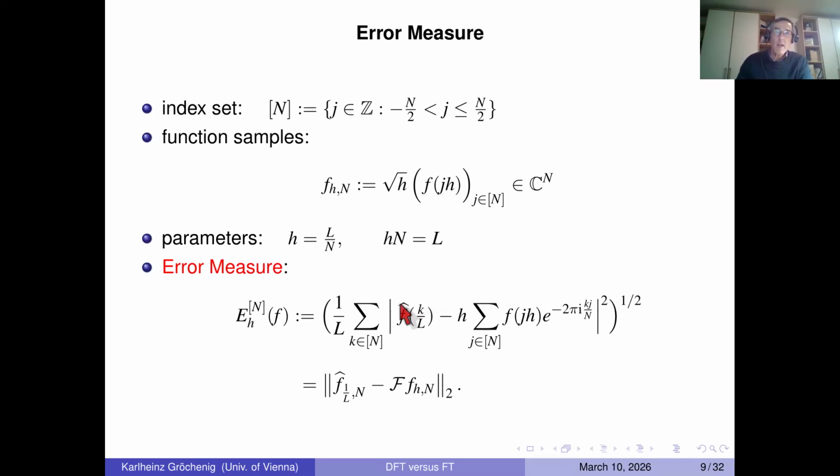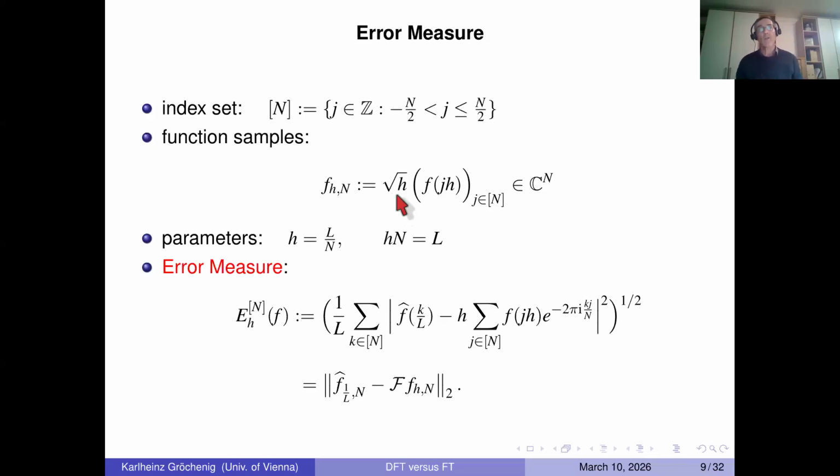Here once more is the sampled version of the Fourier transform at k over L. What you see here in this notation, 1 over square root L inside, this is the sampled version, step size 1 over L, and n samples. And here we have the discrete Fourier transform. So a square root h would go to the f, then that's the sampled version of f. And so what's left is square root h over square root L, and that's precisely 1 over square root n. So I understand that these normalizations are hard to follow at first sight.